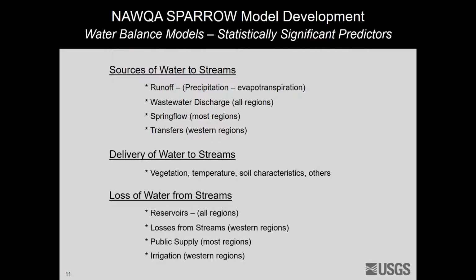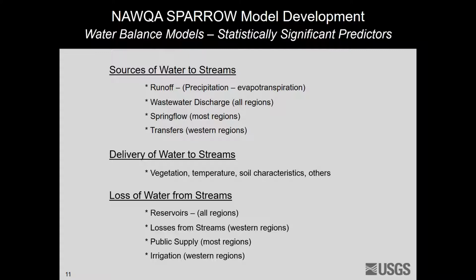Loss from the streams themselves, the reservoirs were the most important. They were important in all regions. Presumably that's due to a number of loss factors, including evapotranspiration from reservoirs, loss to groundwater from reservoirs, and also potentially some withdrawals that weren't accounted for otherwise.